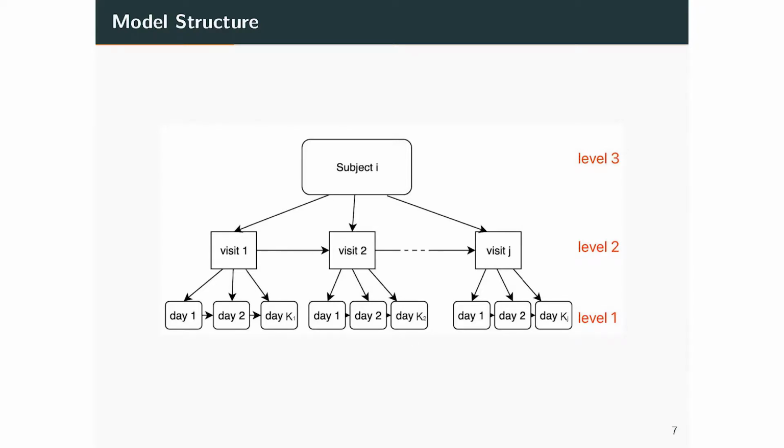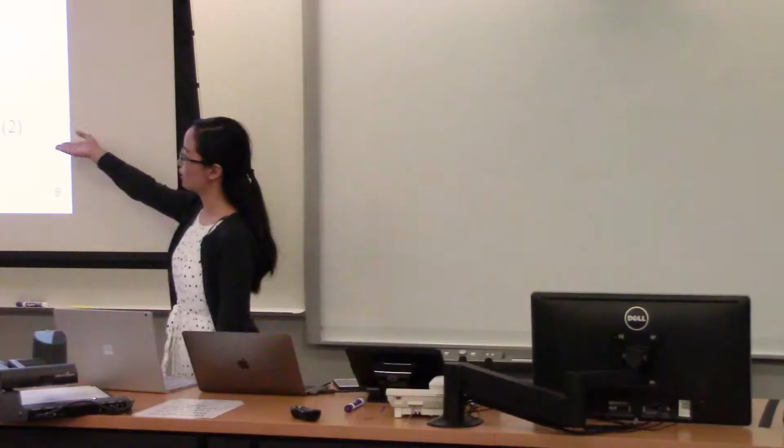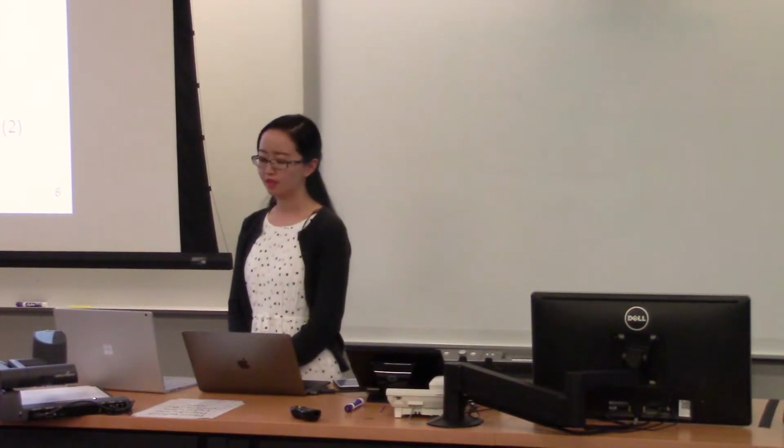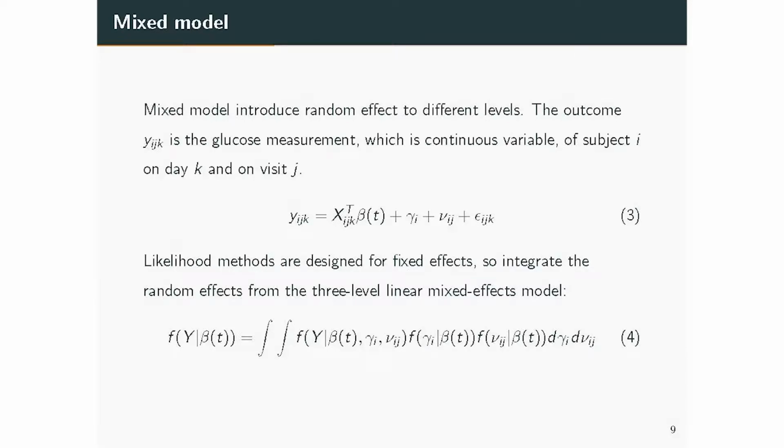Our first model is the marginal model with the GEE approach. This model solves equation 2 in order to get the estimate. This is a non-parametric method and it's very robust, but it can only deal with a 2-level data structure. The second model is the mixed model with different levels of variation. We can use it to fully suit our 3-level data structure. And you see here we have equation 4 for the likelihood.